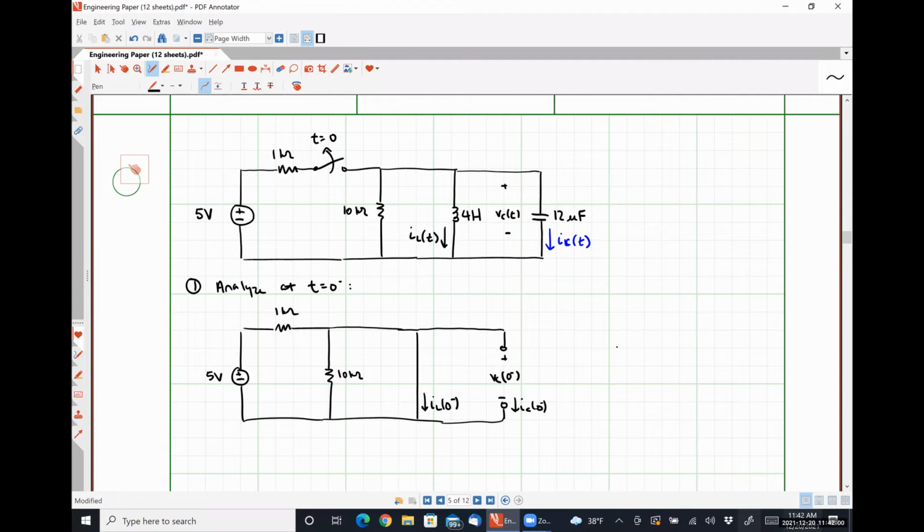So it should be pretty obvious that IL, actually, let's do this differently. VC at 0 minus, its value. Justin, do you have any thoughts on what VC at 0 minus will be?